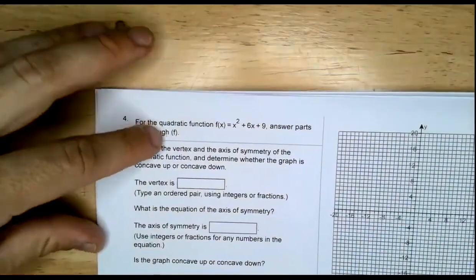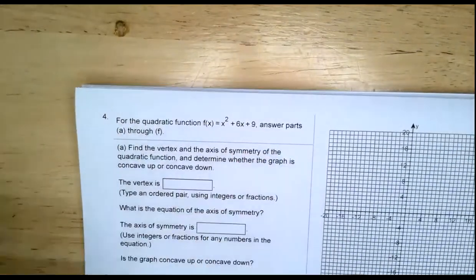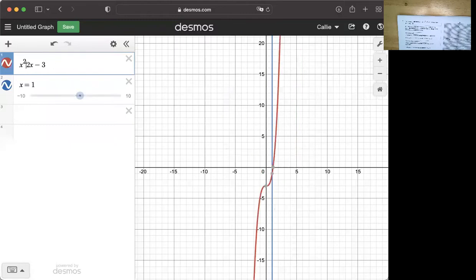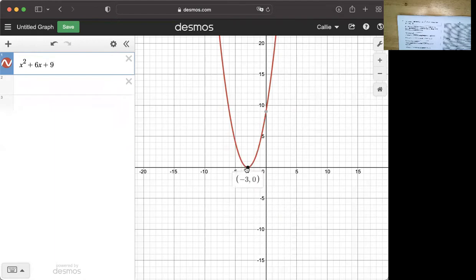Number 4 is x squared plus 6x plus 9. So we see a vertex at -3, 0. We see the axis of symmetry would be x equals, and the x value of that vertex is -3. Is it concave up or concave down? So is it opening up or opening down? It's concave up because that x squared is positive.